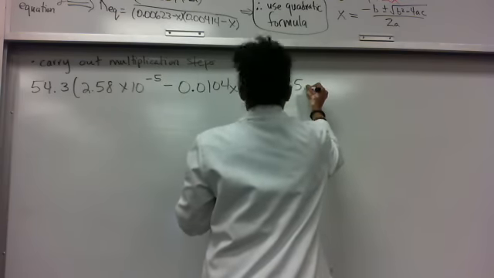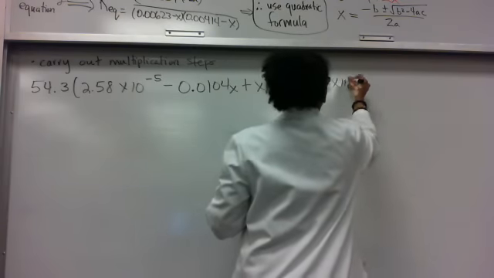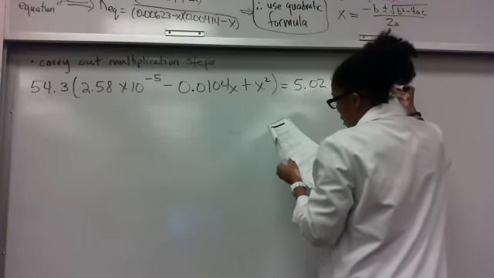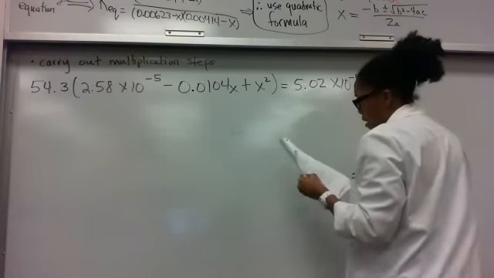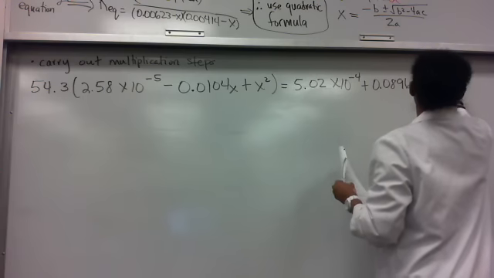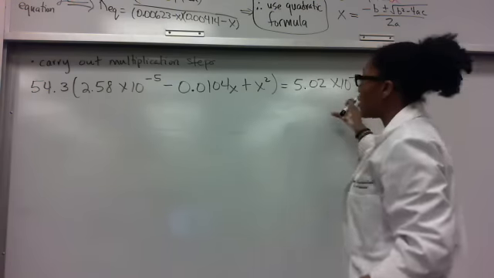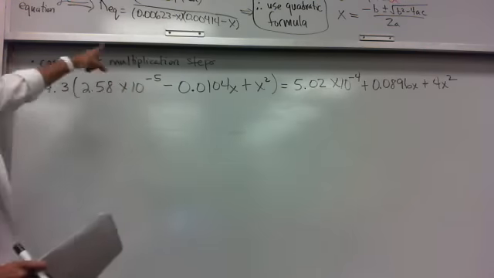equals 5.02 times 10 to the negative 4 plus 0.0896x plus 4x squared. So that should be your numerator. This is what happens when that denominator comes back over. We did a FOIL method here. We did the FOIL method on our denominator, and that is how we actually went about solving this particular problem here.